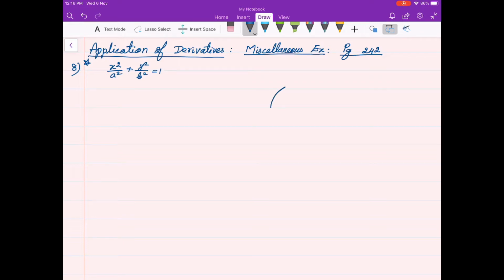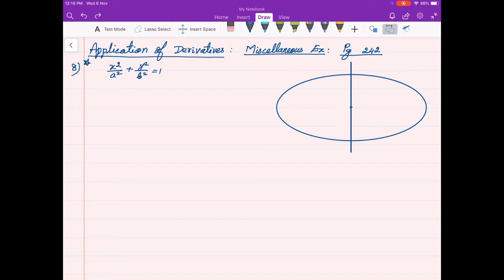Let us draw an ellipse. X axis, y axis, and this is the origin. We have to inscribe a triangle with its vertex as one end of the major axis. Let me inscribe a triangle. I am taking the vertex on the left side of the major axis.